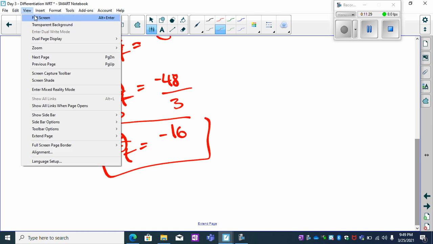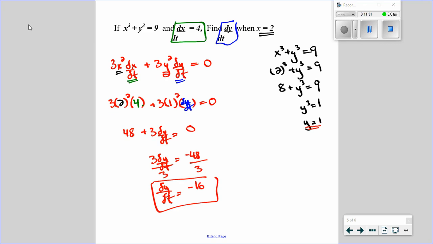Okay? There's a worksheet for you to go work on now, but those are examples of differentiating with respect to time. And that's what's coming down the pipe when we look at our related rate problem.